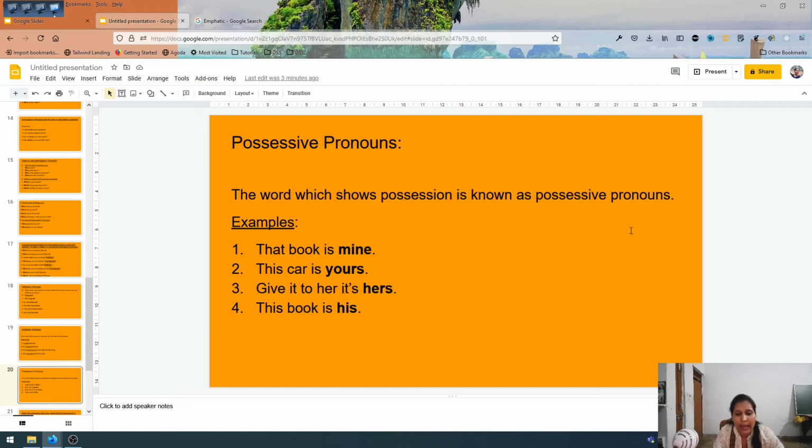So here, that book is mine. This car is yours. Give it to her. It's hers. This book is his. So all these are showing possession. Like that book is mine. This car is yours, I'm saying to you that car is yours. Give it to her, it's hers. That is her thing. This book is his. So all these are showing the possession of things.